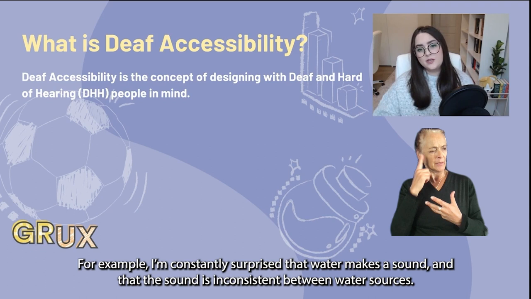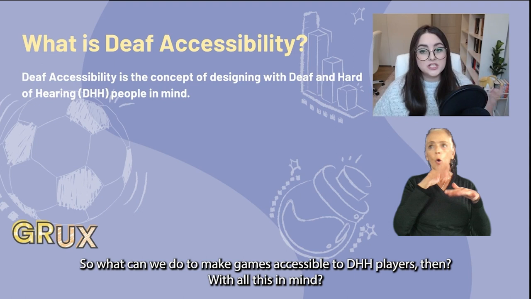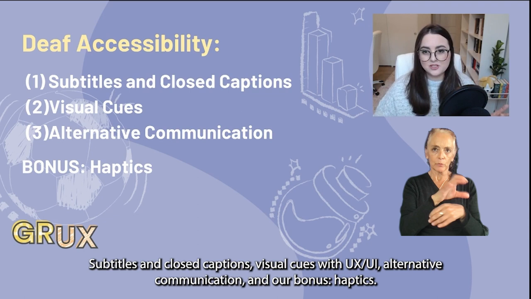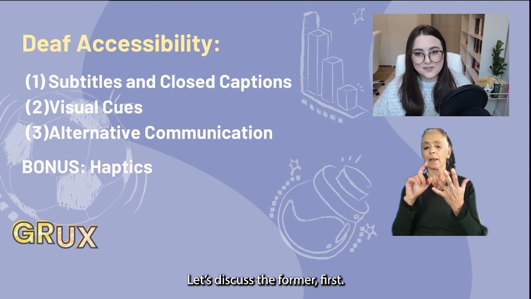So, what do we do to make games accessible to DHH players then, with all this in mind? Deaf accessibility typically comes in three forms with a bonus: subtitles and closed captions, visual cues with UX/UI, alternative communication, and our bonus, haptics. Let's discuss the former first.